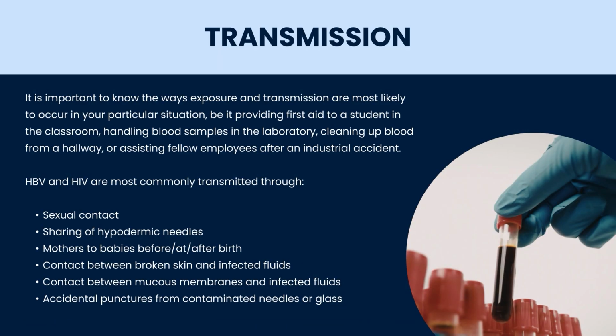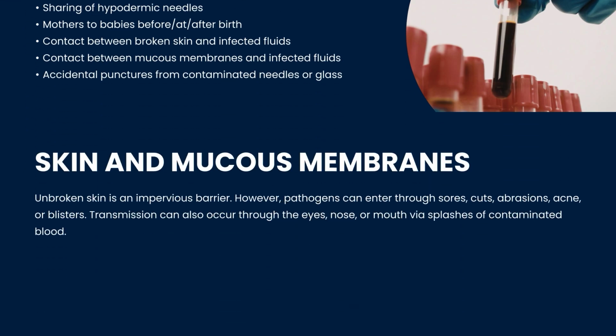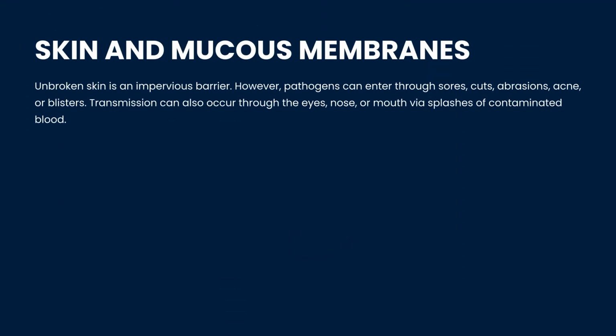Bloodborne pathogens are transmitted through specific types of exposure. The most common routes include contact with infected blood through broken skin, exposure through mucous membranes like the eyes or mouth, accidental punctures from contaminated needles or sharp objects, sharing needles, and transmission from mother to child. Understanding how transmission occurs helps you take the right precautions in your work environment. Unbroken skin acts as a natural barrier against infection, but pathogens can enter through cuts, abrasions, blisters, or other openings.